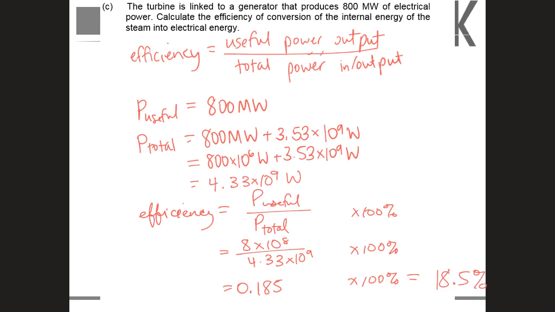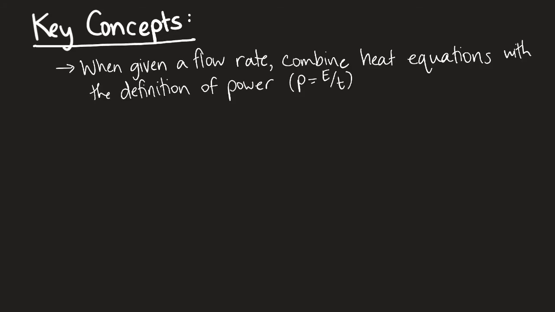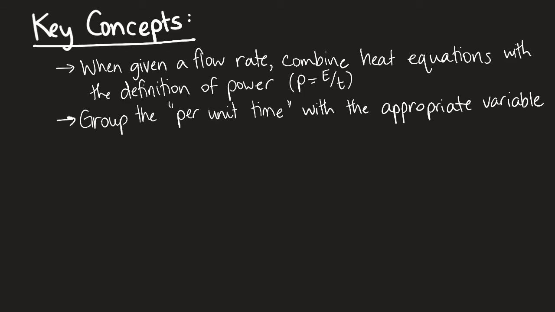And in terms of where these marks actually come from, you get a mark for recognizing what the useful power output is, and a mark for the correct final answer. And it doesn't matter if it's this answer or this answer, a correct final answer gives you a mark. So the key concepts from here. Whenever you're given a flow rate, combine your heat equations with the definition of power, or P equals E over t. Group the per unit time bit with the appropriate variable, so whether that's mass or volume, make it one variable, so you've got mass per unit time or you've got volume per unit time.